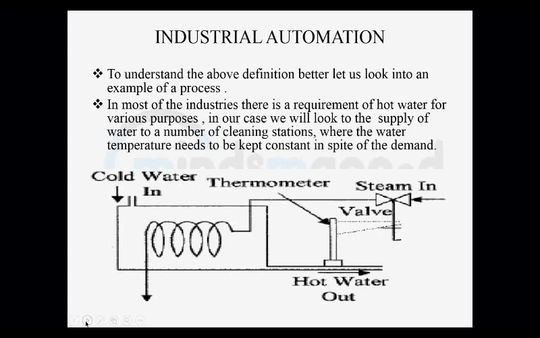Right. So now we come to an actual example of it. To understand the above definition better, let us look into an example of a process. In most of the industries, there is a requirement of hot water for various purposes. In our case, we will look at supply of water to a number of cleaning stations where the water temperature needs to be kept constant in spite of the demand, right? So for the solution of this, we have put together a process which you can see on screen.